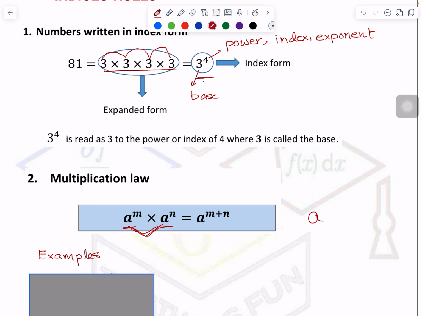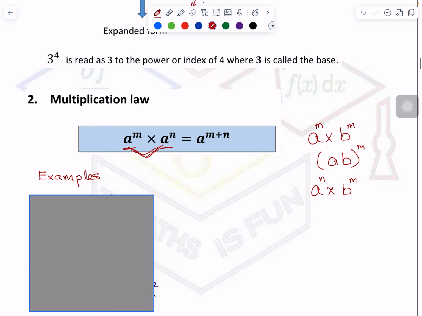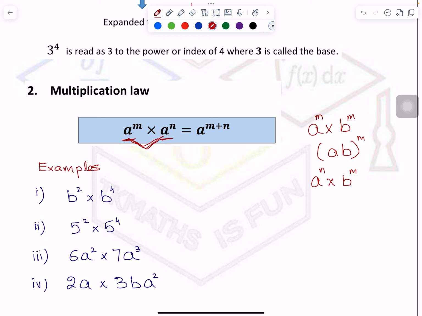What if the base is different? If the base is different and the power is the same, then first you multiply the bases and then apply the power. We will see examples here. But when the base is different and the power is also different, you can't do anything. Let it be as it is. They cannot work together. Let's see a few examples which I will solve in front of you.